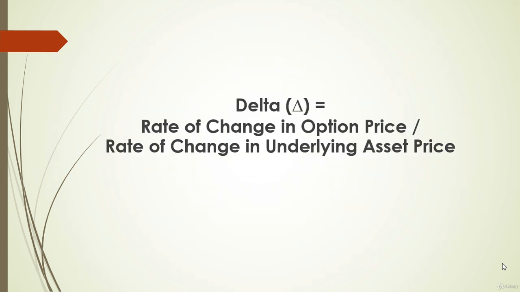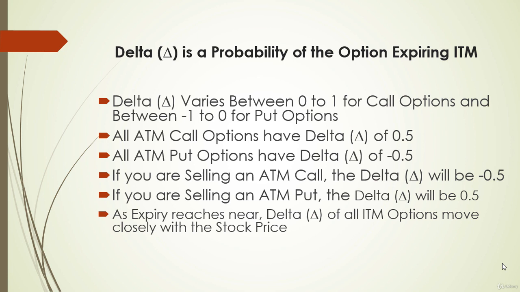The delta is the amount an option price will move with every 1 point move in the respective underlying security. In other words, delta is the probability of the option expiring in the money. For example, a delta of 0.5 means the option has a 50% chance of expiring in the money. Delta varies between 0 to 1 for call options and between -1 to 0 for put options. All the at-the-money call options have deltas of 0.5.